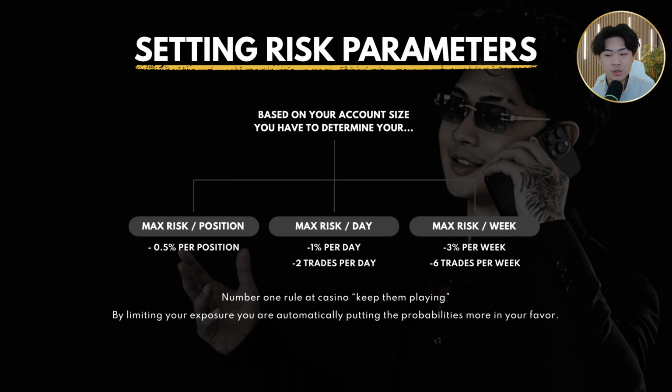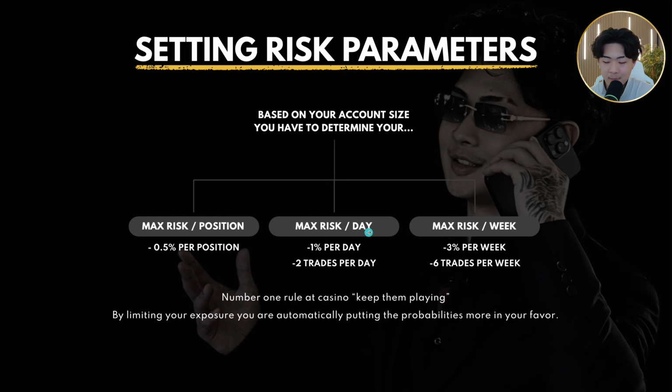This is going to be based on your account size, but you have to determine your max risk per position, max risk per day, and max risk per week. Personally, for a $100,000 account, I will use 0.5% per position, and max risk per day of about 1%. This is what I would recommend for a beginner trader. If you have a $100,000 account, you multiply 100,000 by 0.5%, and that's how much you're risking per position.